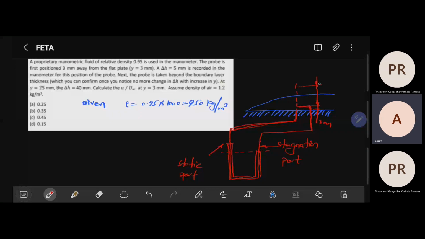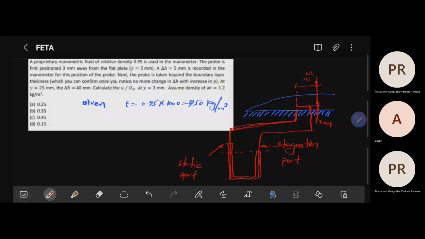we can use, sir, from that. Rho G delta H you can use. Using the velocity equation, V equals root over 2 into P2 minus, that is stagnation minus static, divided by rho. From that equation, we can find the velocity.